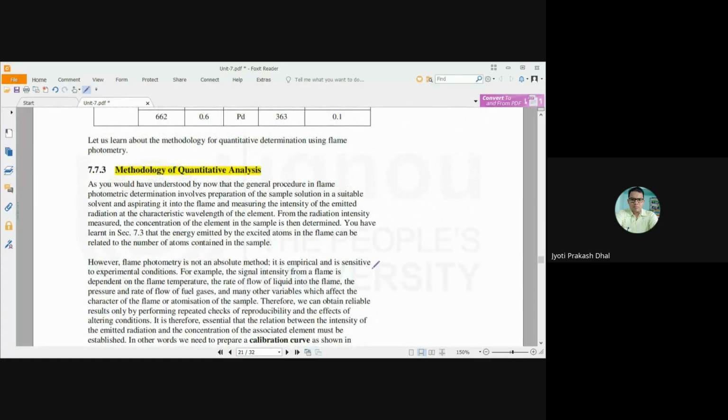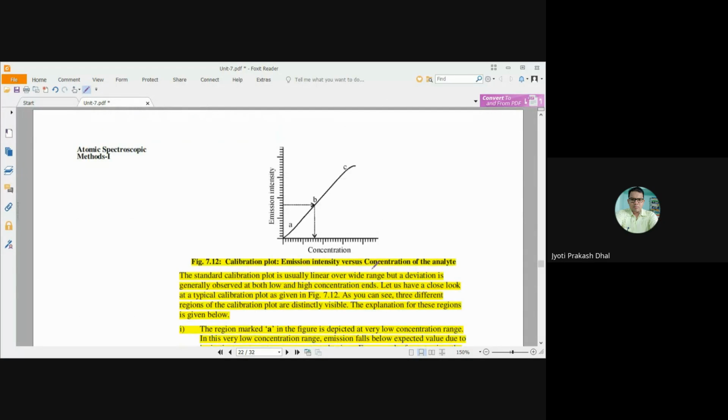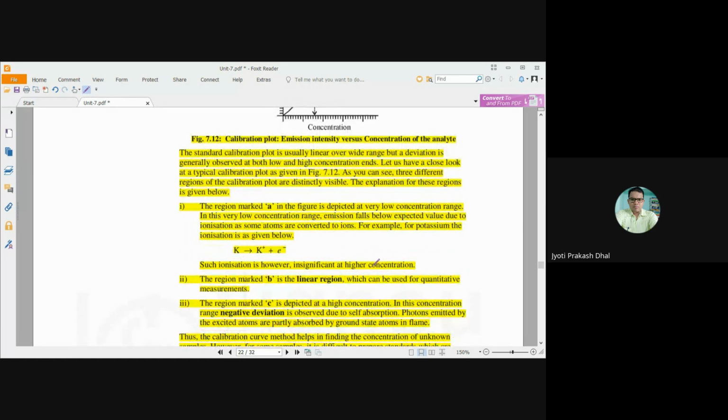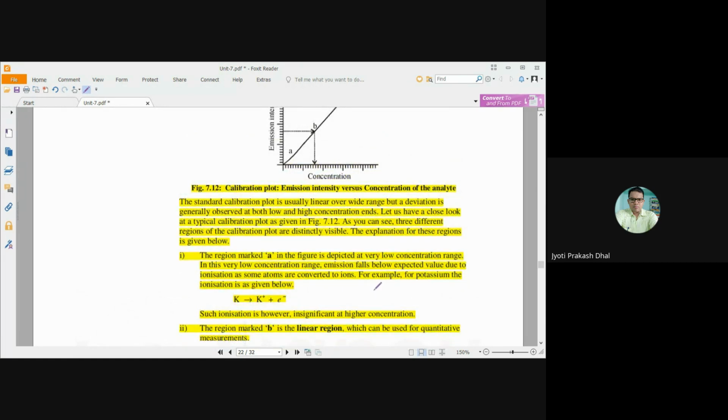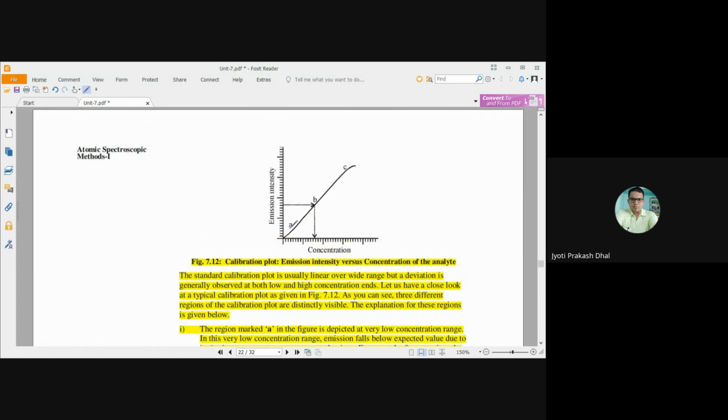Then coming to methodology for quantitative analysis. In order to determine the concentration of a particular metal present in the solution, first you have to take 5 different known concentration solutions, and using them a calibration will be done. Using the 5 known concentration solutions, a calibration curve will be made, and after that we will analyze the unknown solution for which we want to determine the concentration of the metal present.